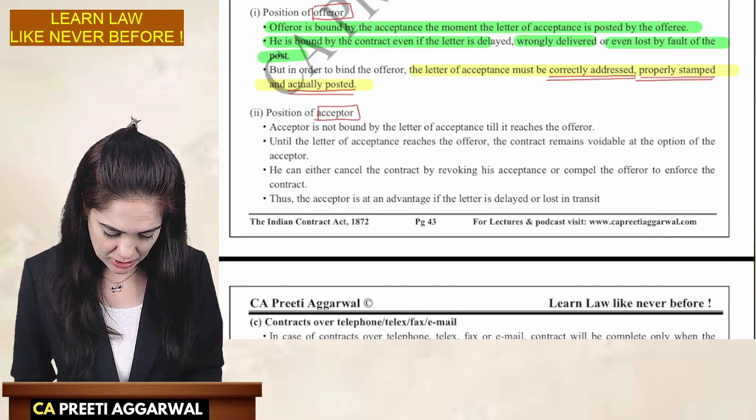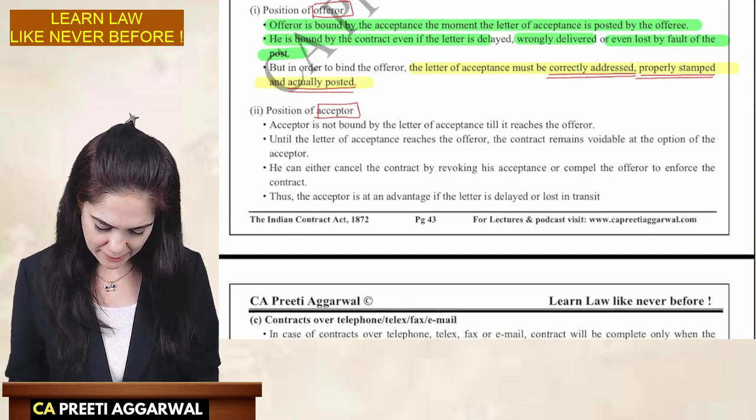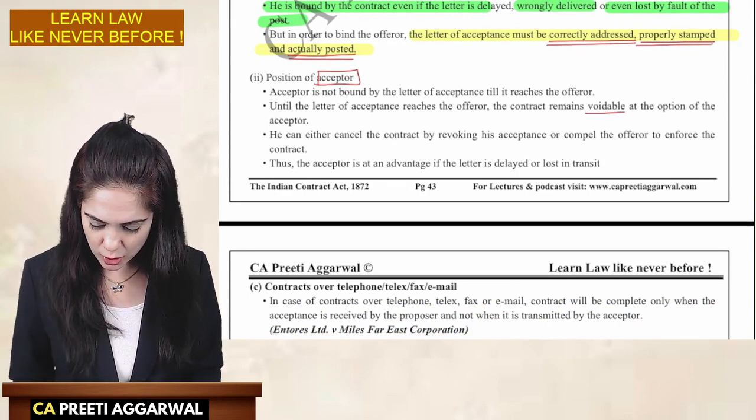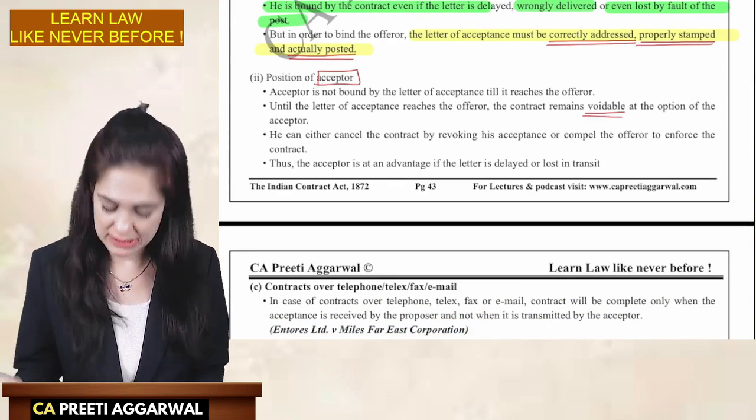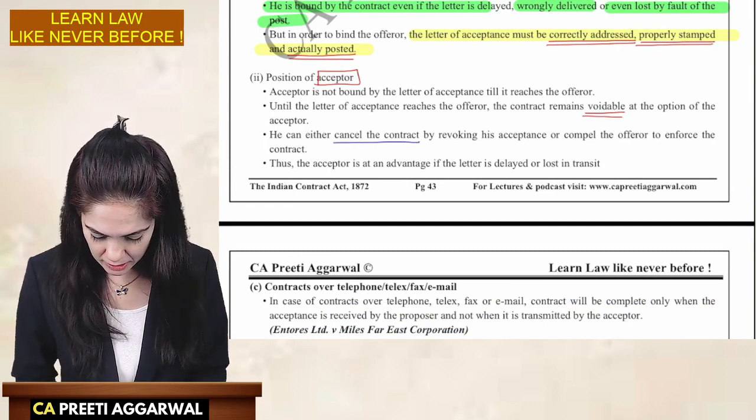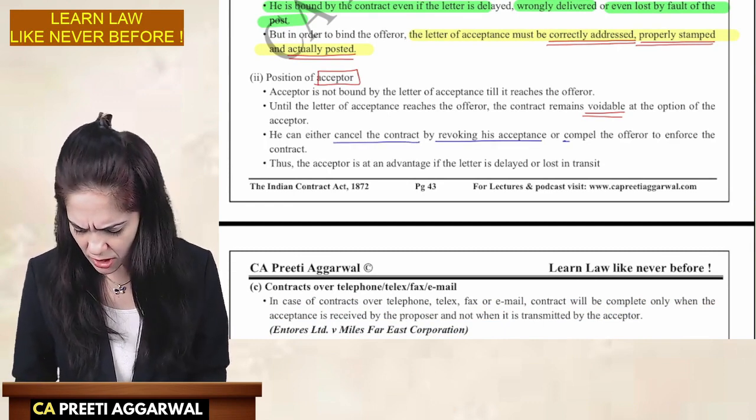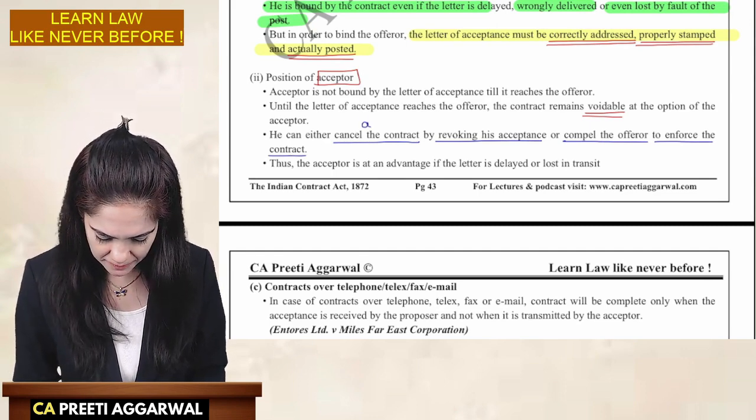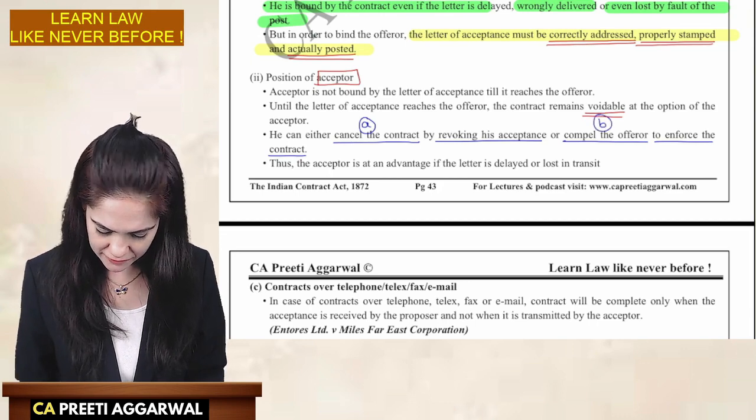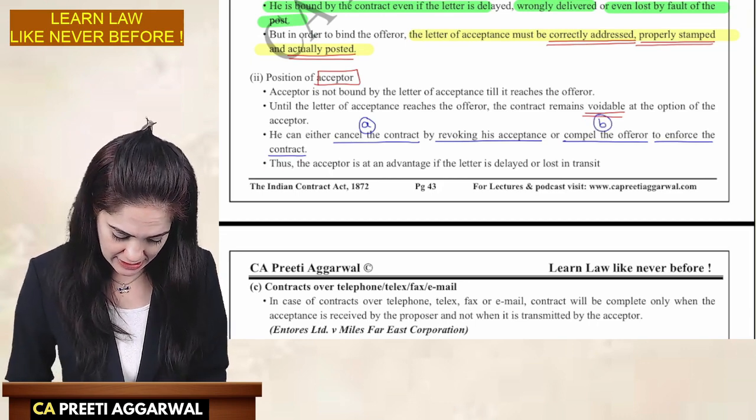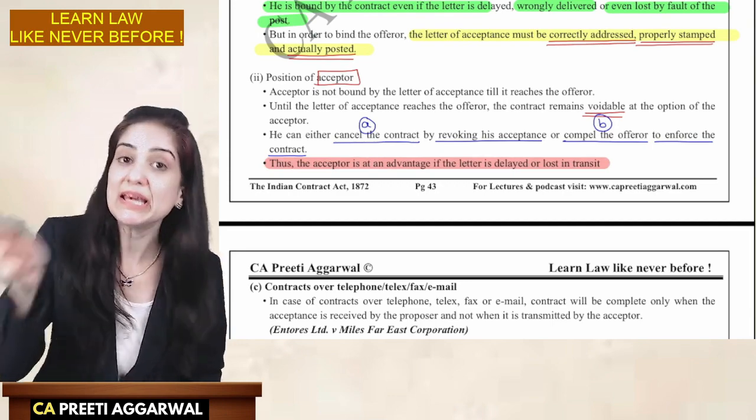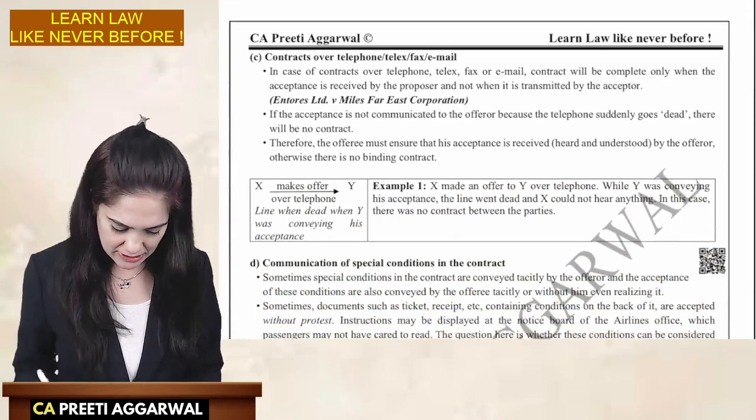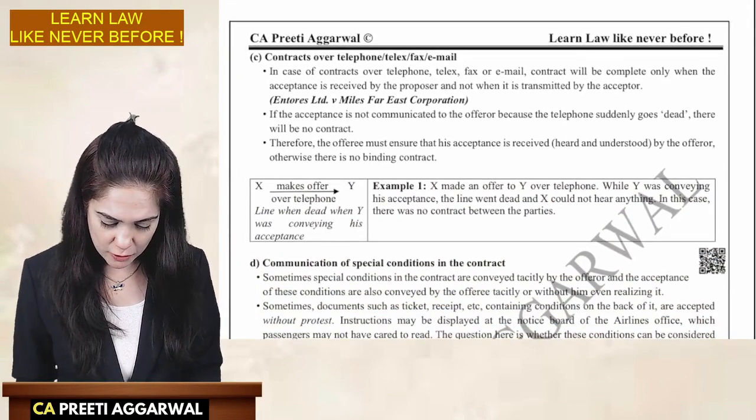Okay, the acceptor is not bound by the letter of acceptance until it reaches the offerer. Until the letter reaches the offerer, the contract remains voidable at the option of the acceptor. He can decide whether to cancel the contract by revoking his acceptance or to compel the offerer to enforce the contract. So he can either cancel it or he can enforce it. The acceptor is at an advantage if the letter is lost because he will decide whether a contract is made or not. Let us now discuss contracts over telephone, telex, fax, email.